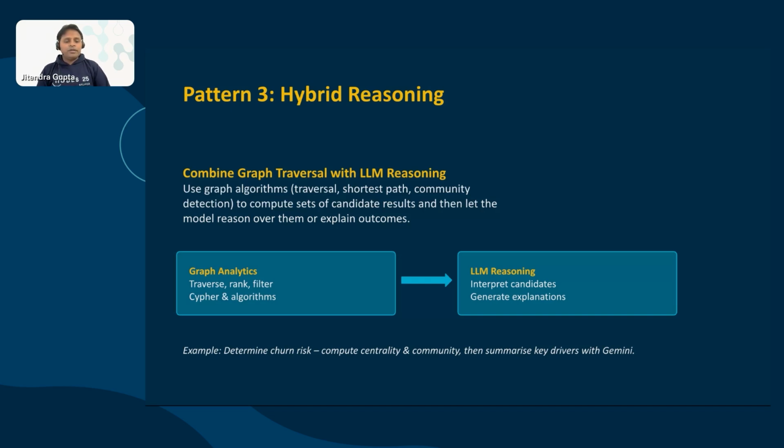One example could be determining the churn risk. We compute the centrality and the community, and then we summarize the key drivers with Gemini. This really improves the overall outcomes that I can expect for scenarios like determining the churn risk.